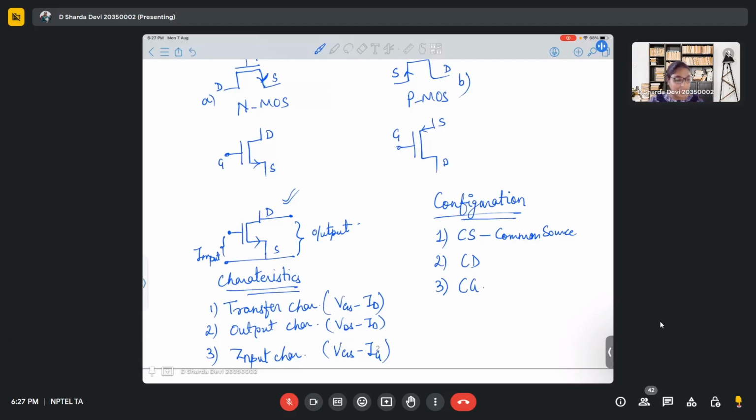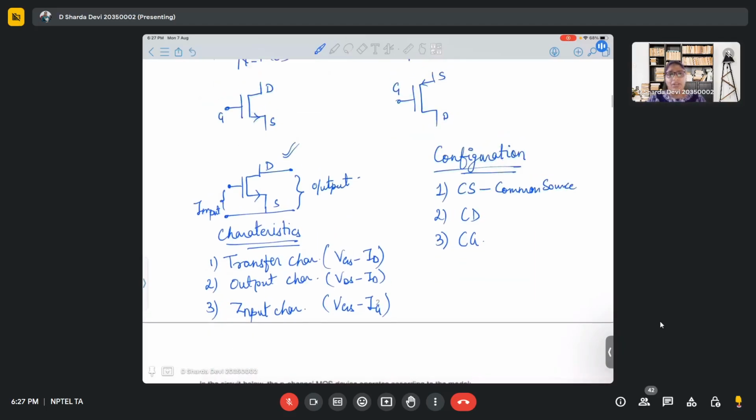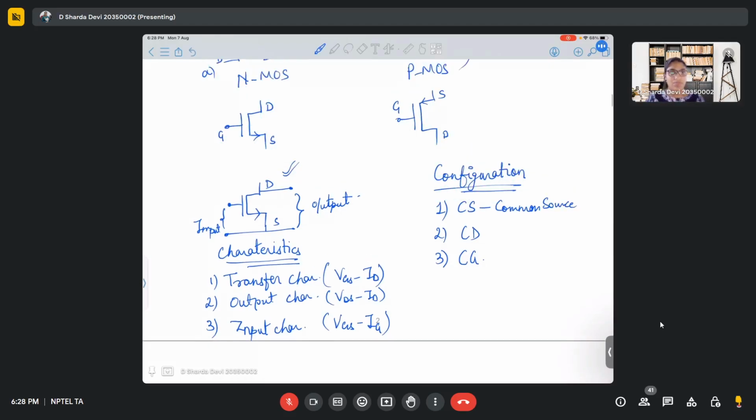Okay, so with this basic information, depending on different configurations, the MOSFETs provide certain characteristics that we'll come across in this journey of exploring MOSFETs and MOSFET based amplifiers. So these configurations, which are CS, CD, or CG, we also call them single stage amplifiers.